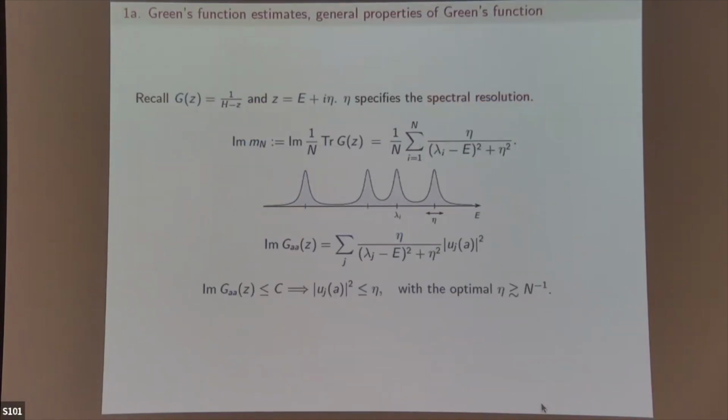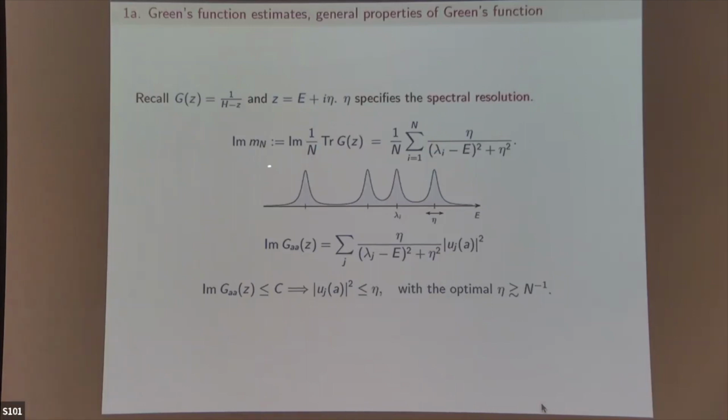So the first thing, thanks Tom, I didn't really introduce the Green functions. So I want to make it precise. I think many of you probably knew it. Most people know it in one way or the other. So the Green function is 1 over H minus z. H is the matrix, and z we always use as E plus i eta. Eta is the spectral resolution.